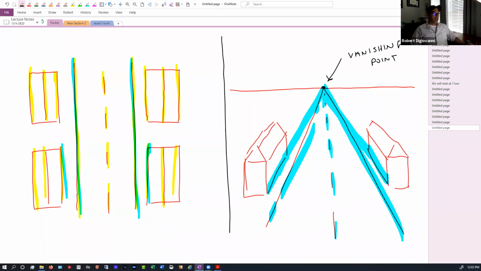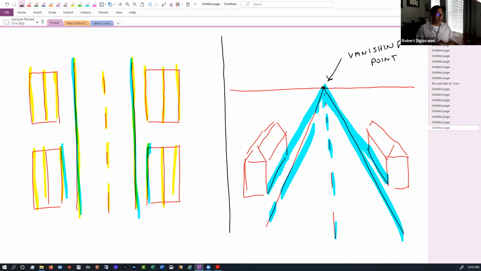And so would you agree that the picture on the right is a much better representation of what is actually there than the picture on the left? The left is a little more basic. It's following the rules though. Parallel lines don't hit. The one on the right, parallel lines do hit.